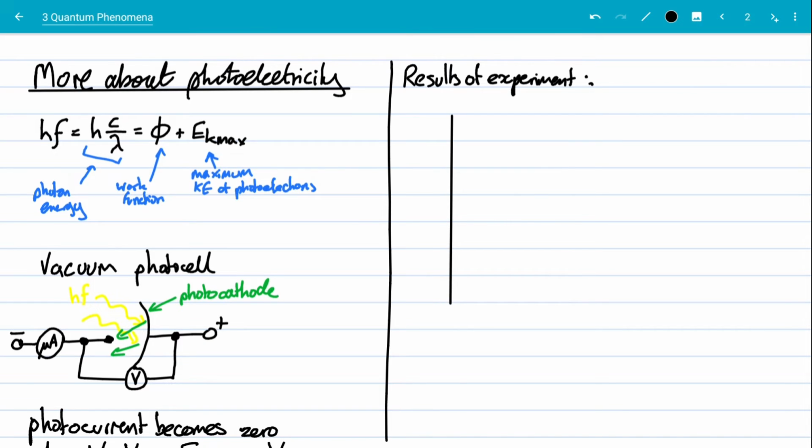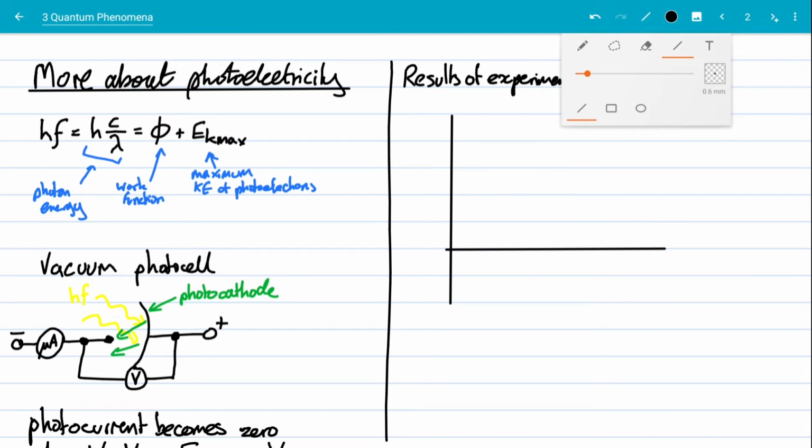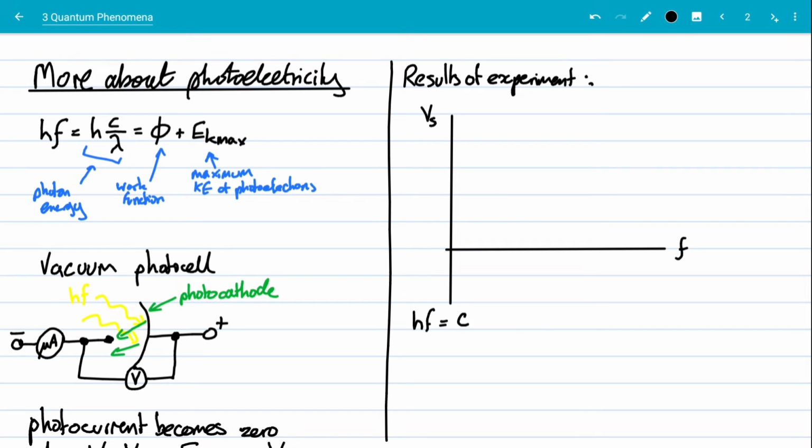Let's draw my axes first, just like that. So now I'll label it Vs, and over here I might put f, the frequency of the electromagnetic radiation, like that. Now remember, the equation is hf equals phi plus eVs in this case.